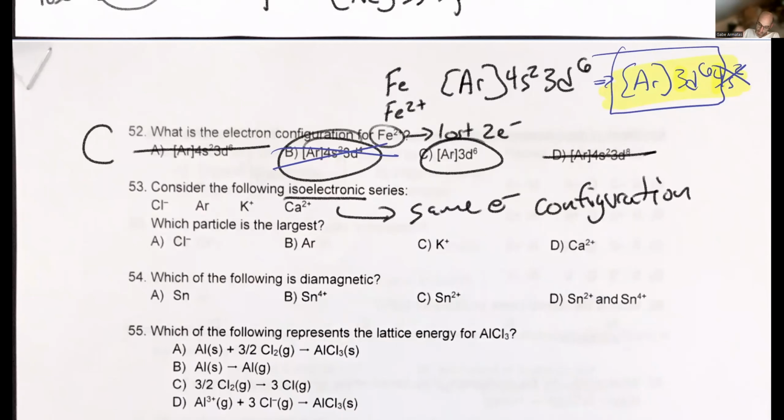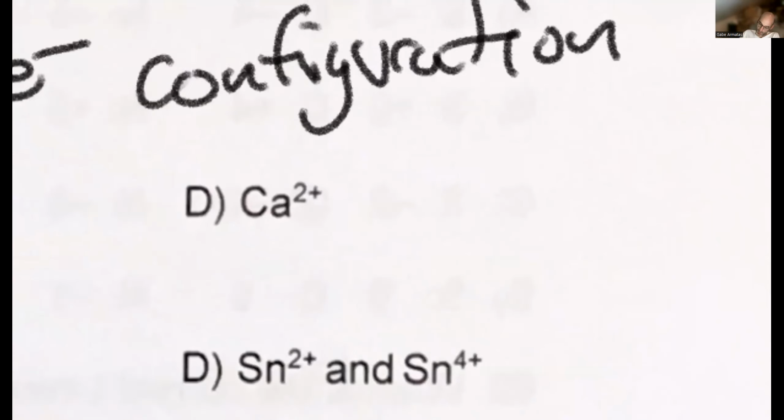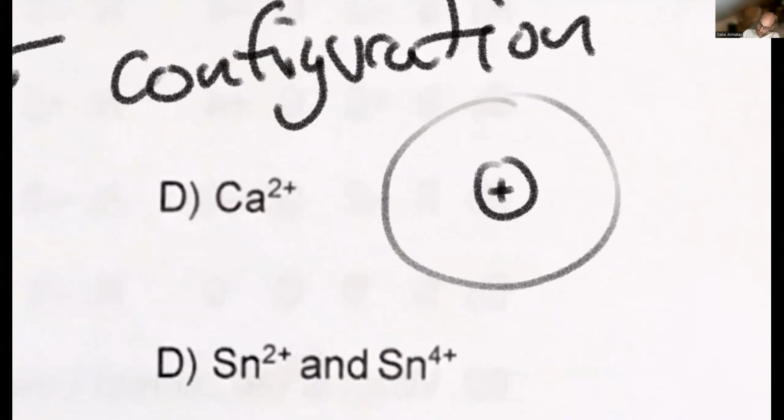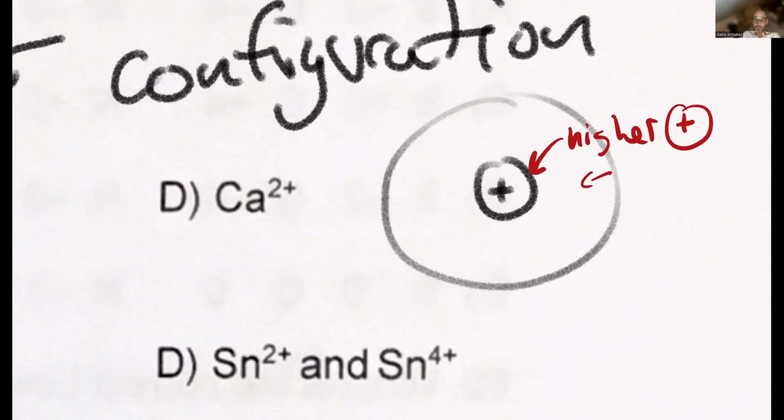That's all it's saying. Which particle is the largest? Okay, so we're talking about ion size. If we think about particle size, I've got a nucleus and electrons on the outside. All of the electrons are the same, so we don't have to worry about them. They all have the same cloud. But the higher positive charge in the nucleus means this is going to contract more. The higher the charge, the more it's going to pull it in.